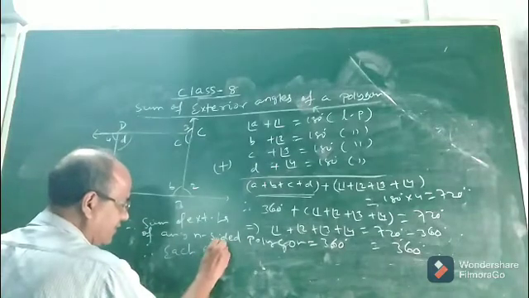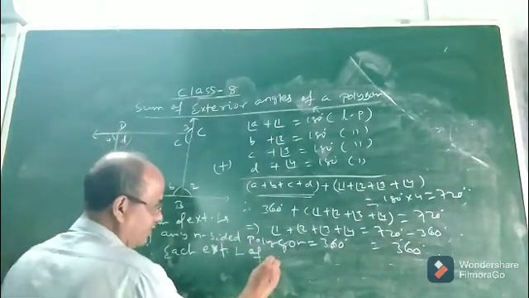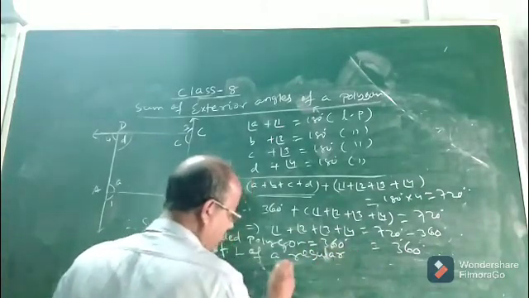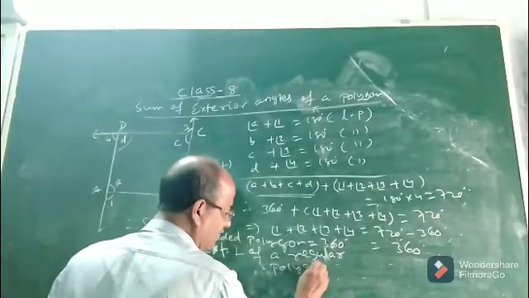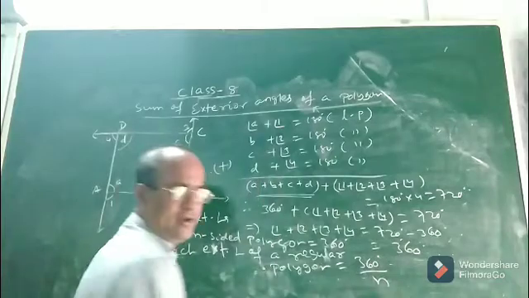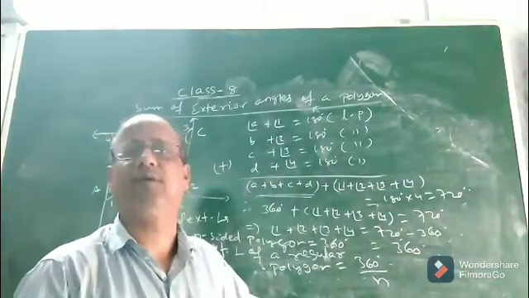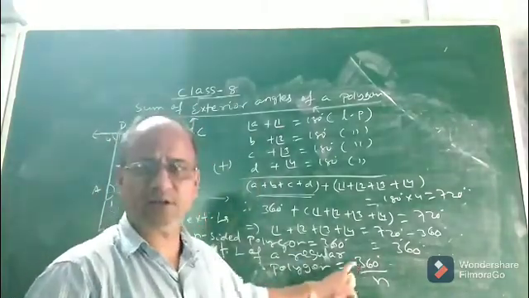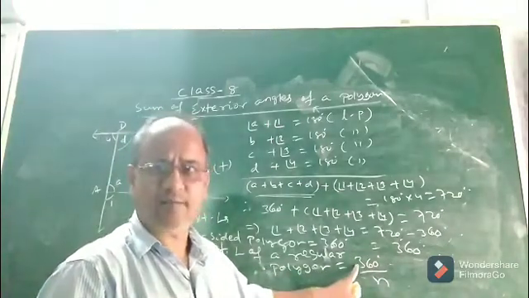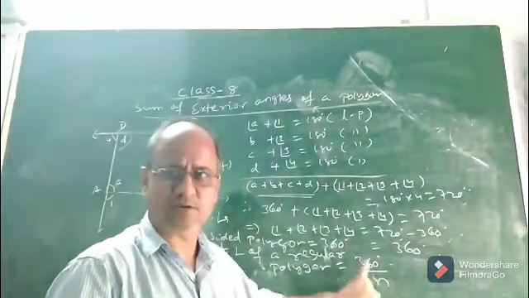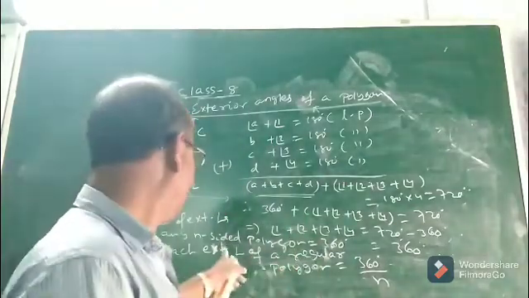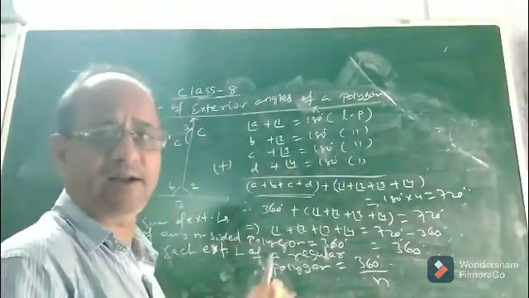What is the measure of each exterior angle of a regular polygon? The formula will be your sum. Sum means 360 degrees divided by n, where n is the number of sides. So 360 degrees is the sum of exterior angles of an n-sided polygon, and n is the number of sides. So if you divide the two, you will get the measure of each exterior angle of any n-sided regular polygon.